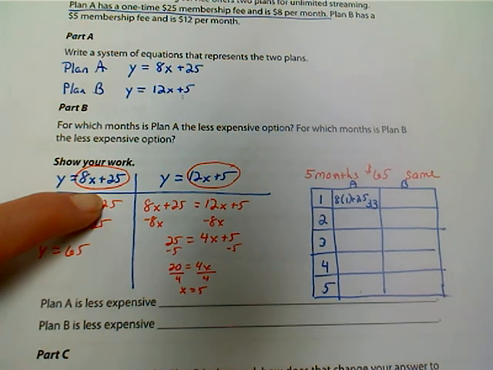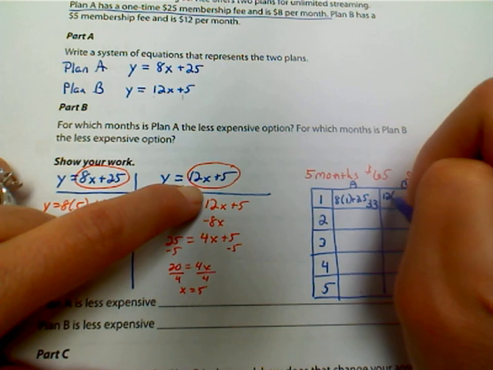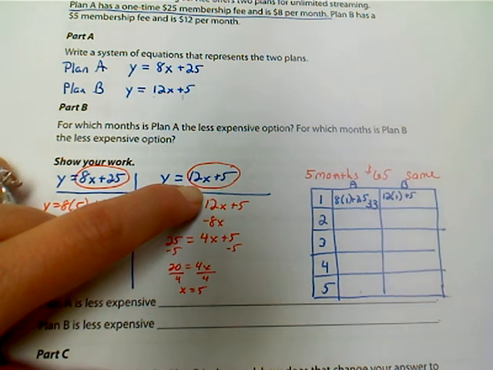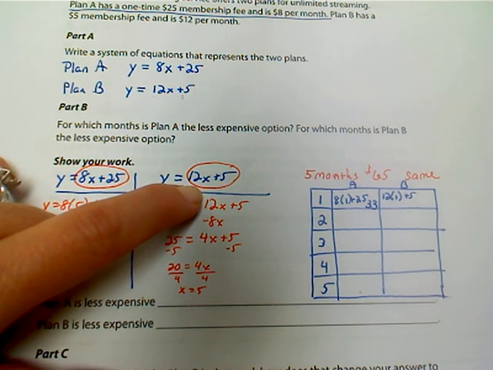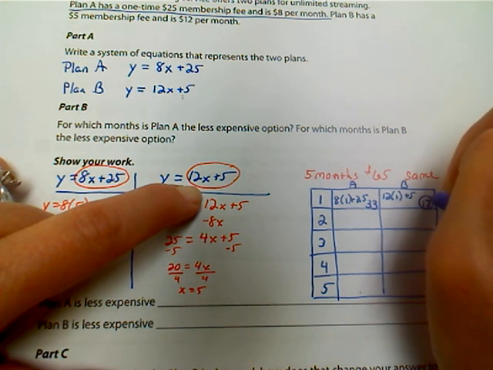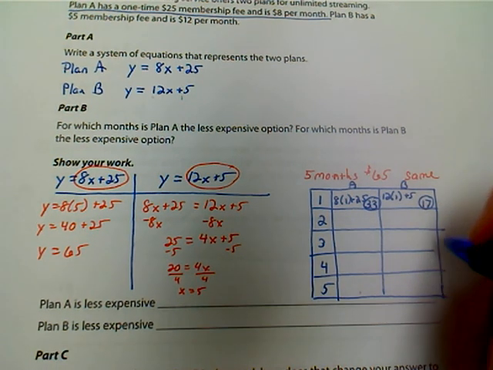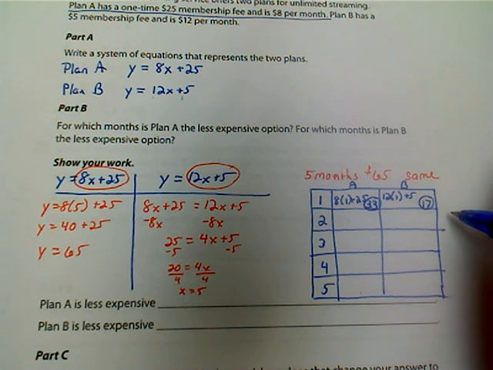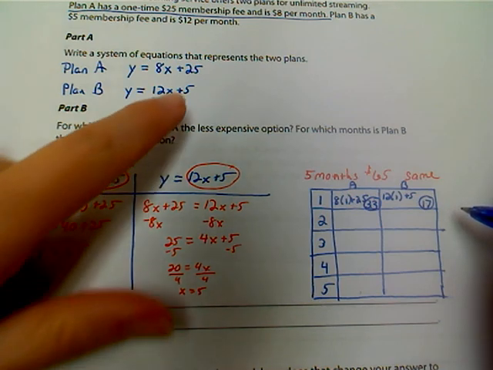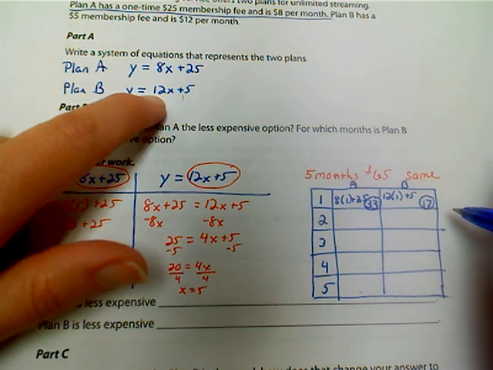$33. Plan B is 12 times 1 plus 5. Just trying to figure out how much it's going to be the first month. So 12 plus 5 gives me $17. So $17 is a lot less than $33. So this is going to continue where Plan B is going to cost less than Plan A for the first 4 months. Because you're starting out at $5 and paying $12 each additional month.